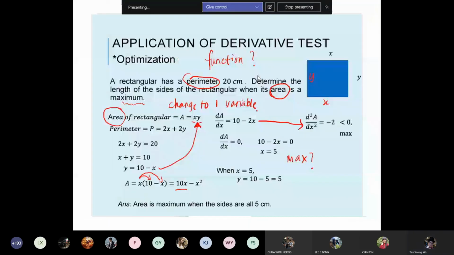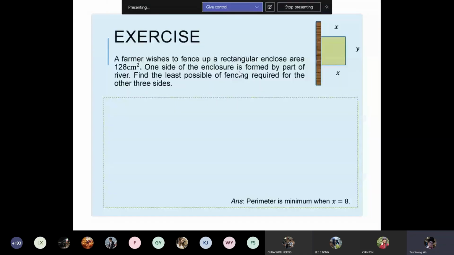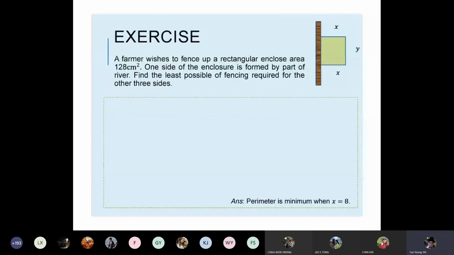So I think we stop here for today. Actually, we have one more example, but you can try this one, and we have a tutorial question that is similar to this. So we stop our discussion here today.